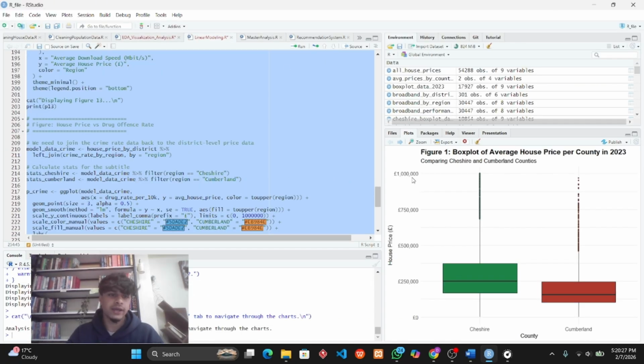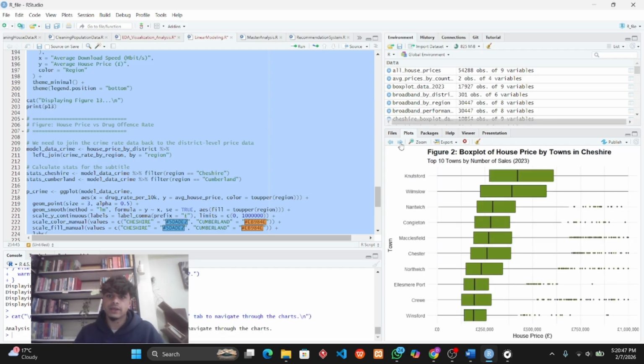So let's look at figure 1, box plot of average house price per county. This figure shows that Cheshire has a higher median house price and wider spread than Cumberland. It indicates that Cumberland is generally more affordable and more consistent in pricing.